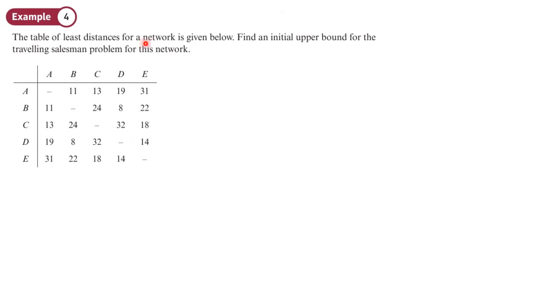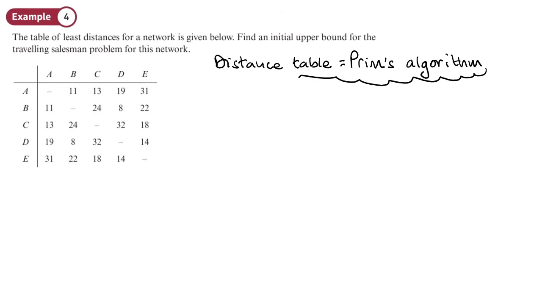The table of least distances for a network is given below. Find an initial upper bound for the travelling salesman problem for this network. That means finding the weight of the minimum spanning tree. And since we've been given a table of the least distances, the easiest way to find a minimum spanning tree is to use Prim's algorithm. So that's what we're going to do.